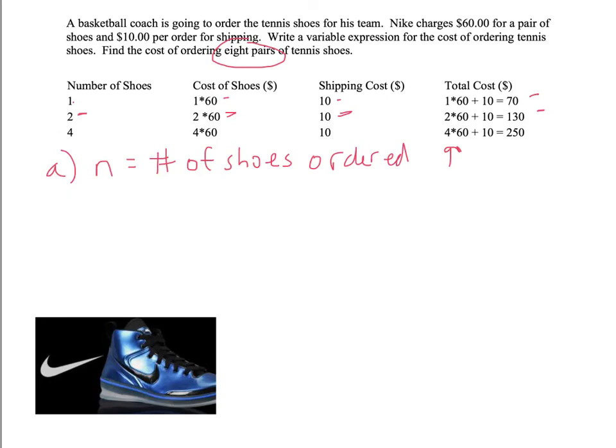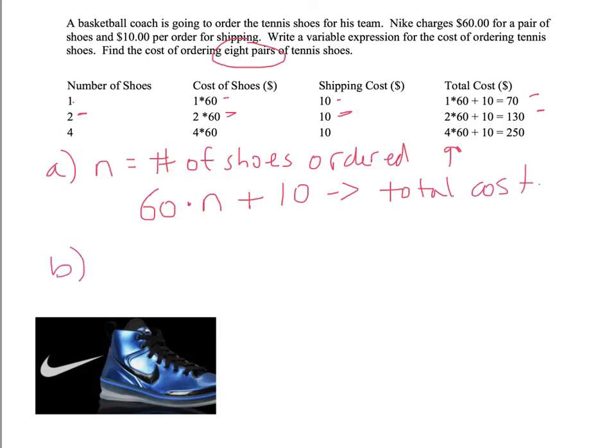So here I'm going to set up the variable expression. It's going to be the cost of the shoes times the number of shoes being ordered plus the $10 for the shipment to give me the total cost, right? So this expression will give me the total cost.